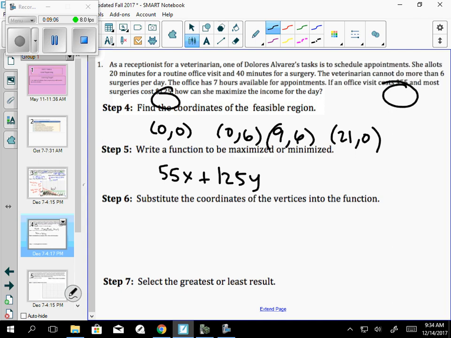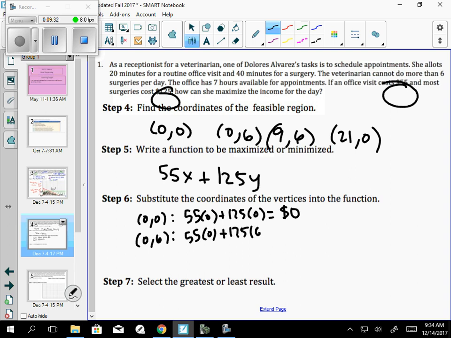So now if we put them all in and see what we get, the one that's the most should maximize this. If we put both 0 and 0 in there, we're going to get 55 times 0 plus 125 times 0. That's not going to result in any money. She doesn't do anything, she's not going to make any money. If we put 0, 6, we're going to have 55 times 0 plus 125 times 6. This one will give us some money. If we multiply that out, she's going to make $750.